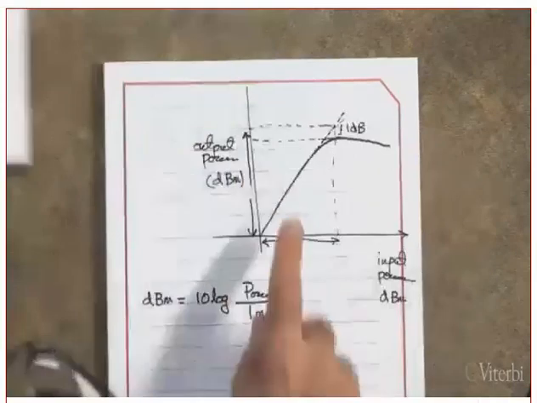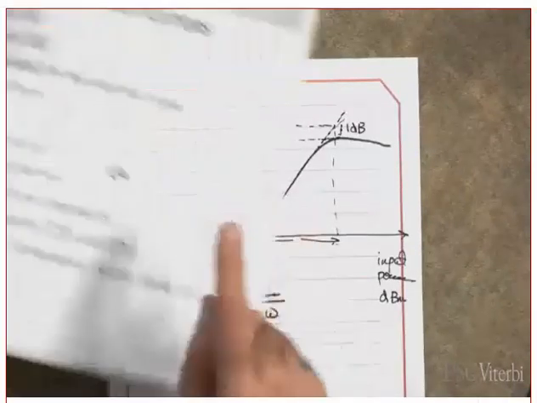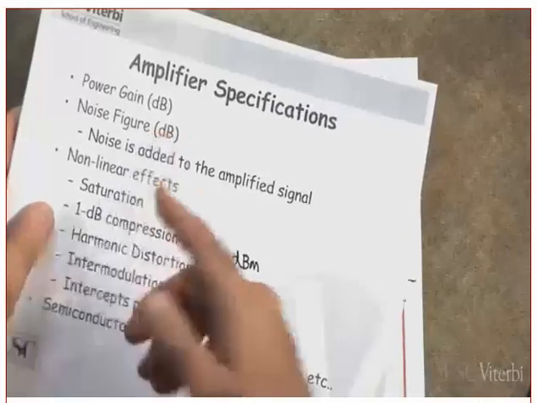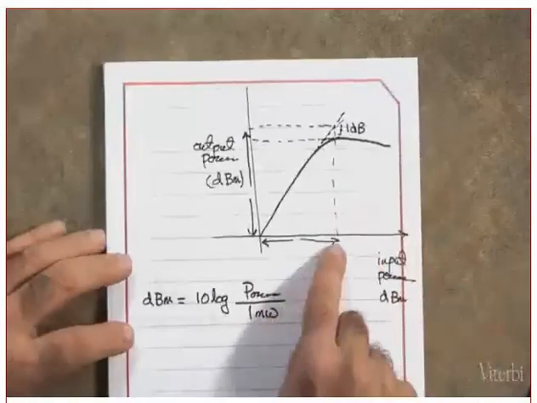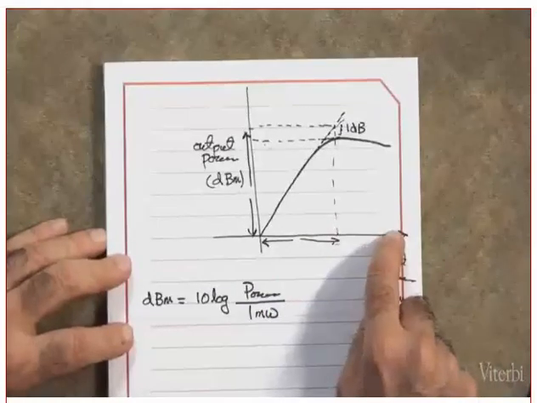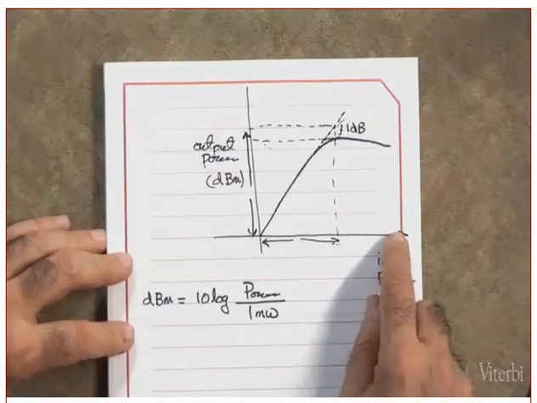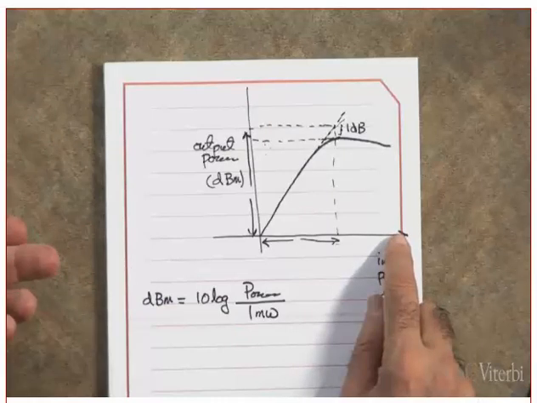Okay, good. The higher this 1 dB compression power is, in other words, if this point is here somewhere, what is that an indication of? The amplifier is relatively very linear. Are you following me or not?